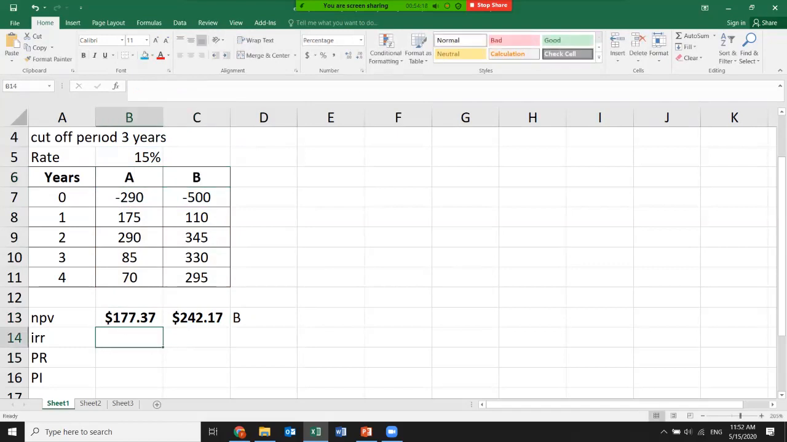If you want to calculate the IRR, range value of all values here, 48%, and IRR for this. So with this, we can see I'm selecting project A. I'm selecting the highest project.